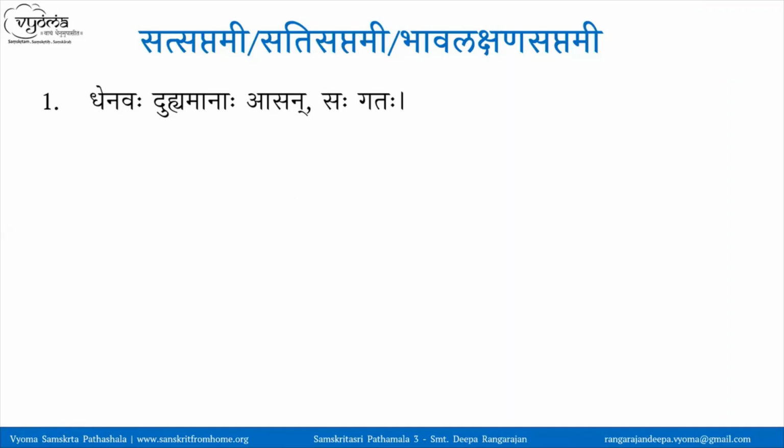Dhena, saha gataha. Duhyamane gate, yes. So gate is the second sentence. So the nyapaka kriya is the milking of the cows. So dhenavaha will become Dhenavo, Saptami Bahuvachanam. No, this is Bahuvachanam. So Saptami Bahuvachanam will be Dhenushu. Dhenushu duhyamane. Duhyamana will also become Saptami.